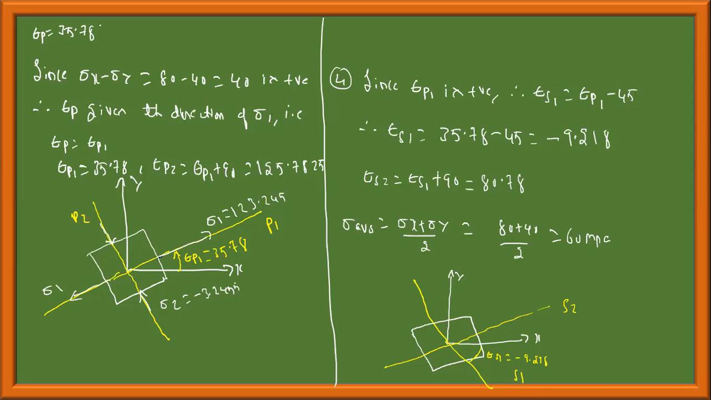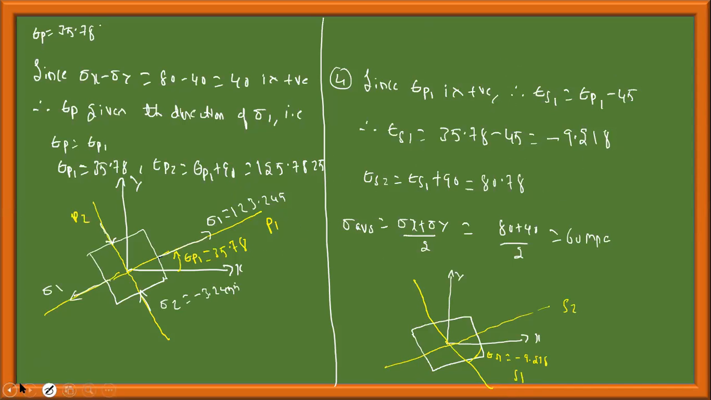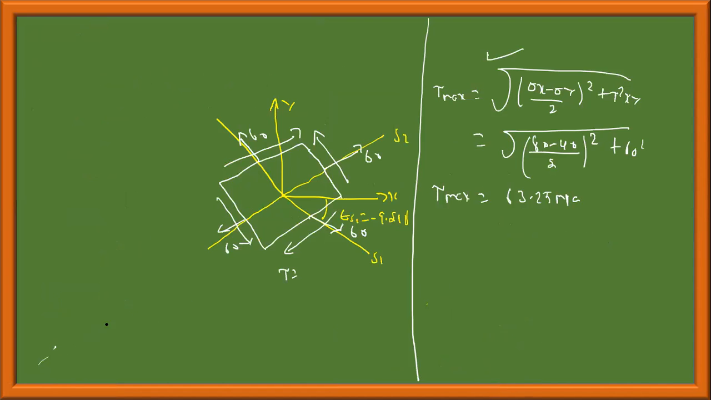We have indicated sigma 1 and sigma 2 on planes P1 and P2, and then we should go for the S1 and S2 planes. We have found theta s1 equal to minus 9.218 degrees. Since theta p1 is positive, I should subtract 45 degrees from that, as per the convention I told you. I rotate minus 9.218 degrees in clockwise direction, since a negative angle means clockwise, and the S2 plane is 90 degrees apart.